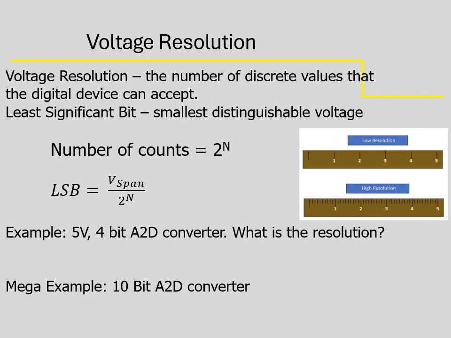Okay, next we're going to talk about the voltage resolution of your sampling system and your analog to digital conversion. Voltage resolution is the number of discrete values that the digital device can accept. You can think of it as the smallest change in voltage that can be measured or distinguished.